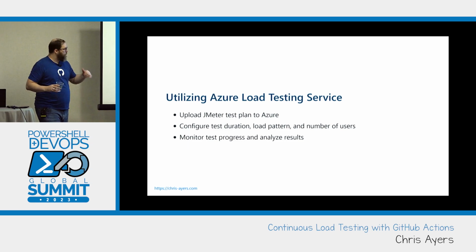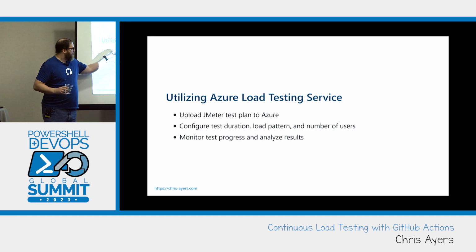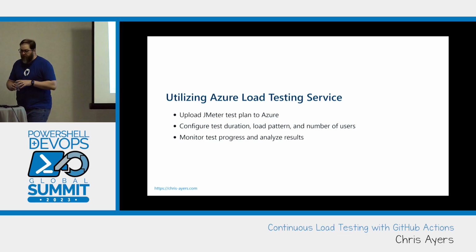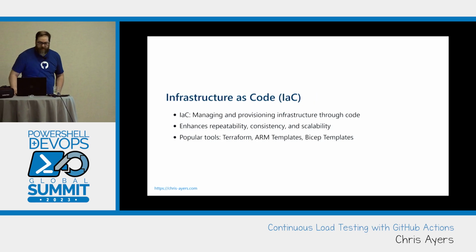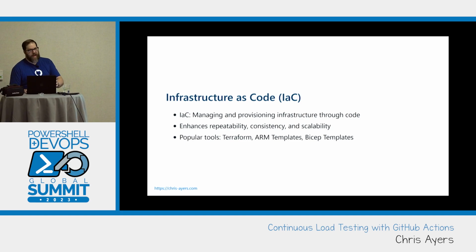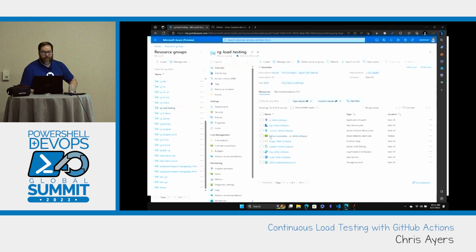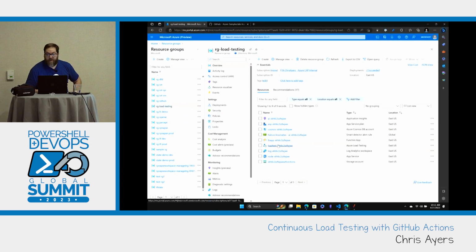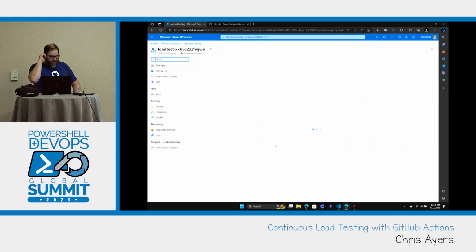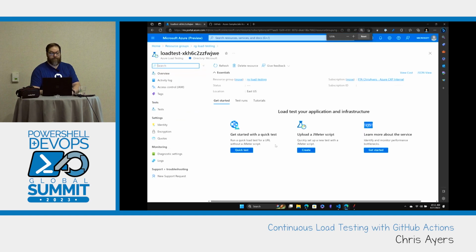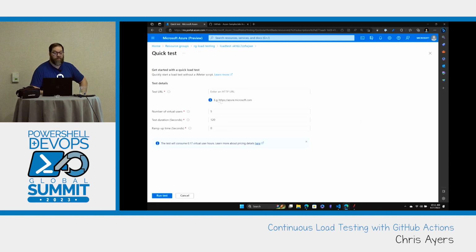So I'm going to bring it up, but I'll show you how we can do a JMeter test and how we can do a quick test, and then how we can monitor stuff. And then we'll dive into how to build all this out with infrastructure as code. So let me go to this guy. So this is our load testing service. And right away we can do a quick test, and I can just plug in a URL.